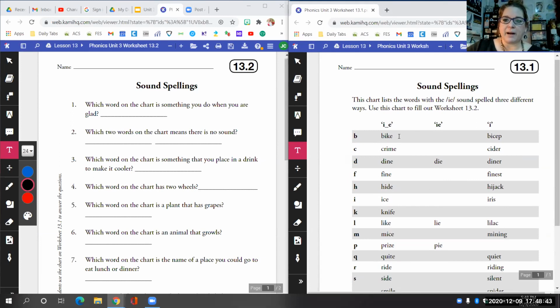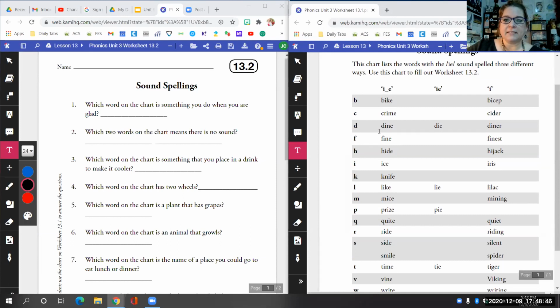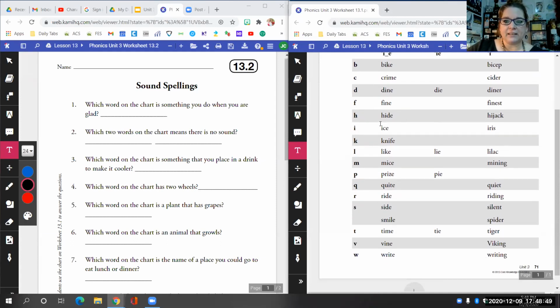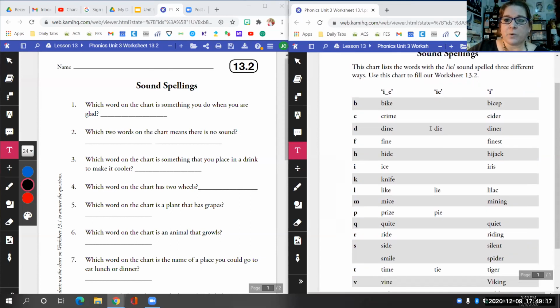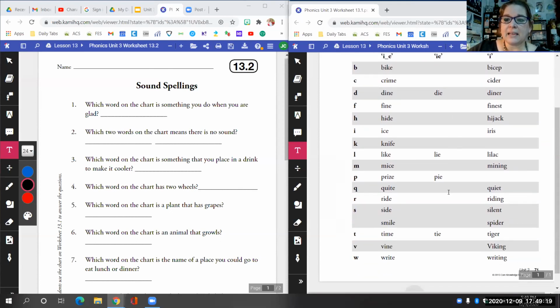So we have the words bike, crime, dine, fine, hide, ice, knife, like, mice, prize, quite, ride, side, smile, time, vine, and right. And that was for the I consonant E. For the IE, we have the words die, lie, pie, and tie.